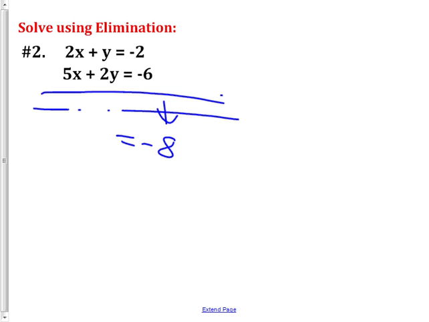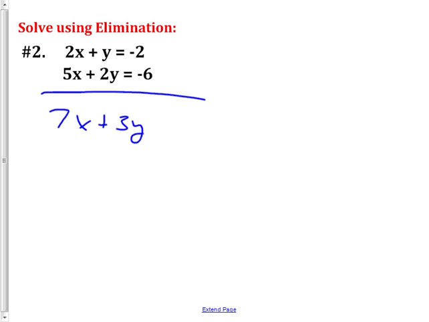So over here, I'm going to add 2x and 5x makes 7x. And y and 2y makes 3y. And negative 2 and negative 6 makes negative 8. I can do that. The only problem is nothing canceled. It's a true statement. What I made is true, but nothing canceled.